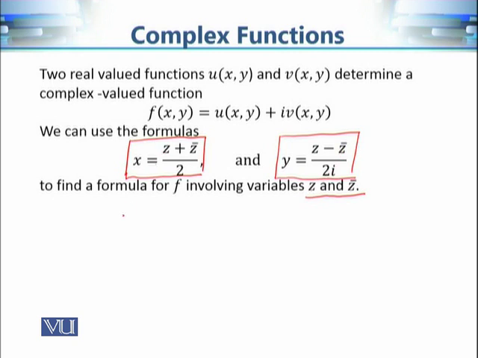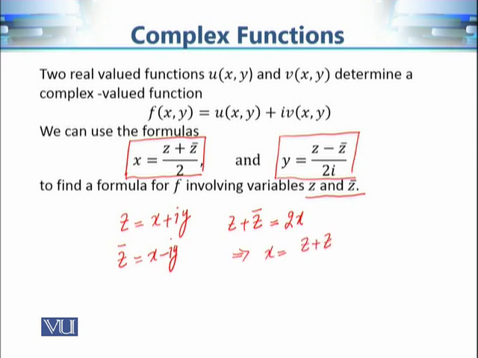It is very simple to see why this is true, because if z is equal to x plus iota y, then conjugate of z is x minus iota y. If we add them, z plus conjugate of z becomes 2x, and iota y is cancelled out. So this implies that x is equal to z plus z conjugate divided by 2. Similarly, we can observe that y is equal to z minus conjugate of z divided by 2 iota.